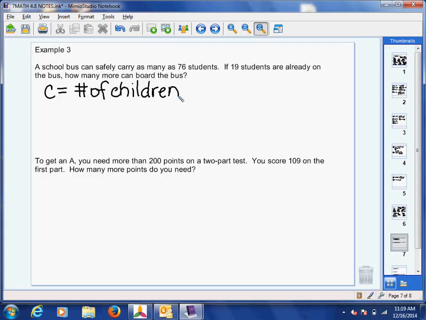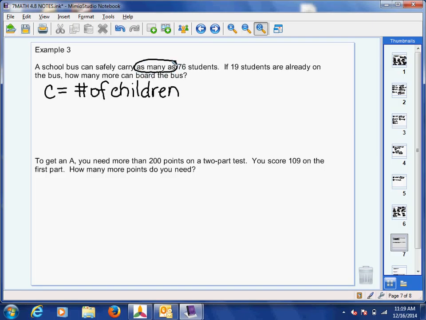Do you see that it's an inequality? How do you know it's an inequality? "How many more" could indicate that. There are some other words there too. Look in the first sentence.